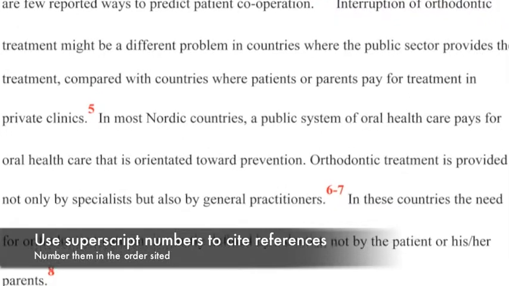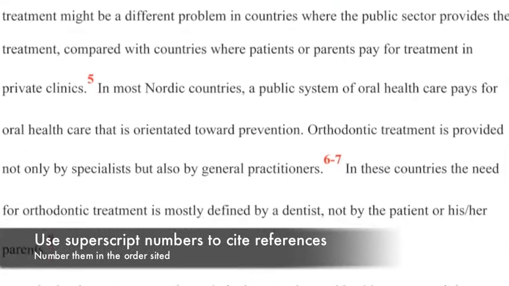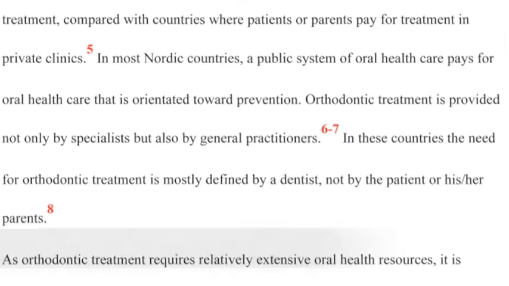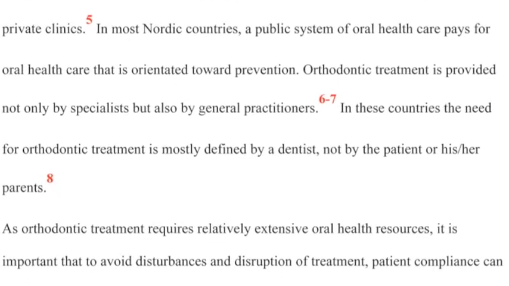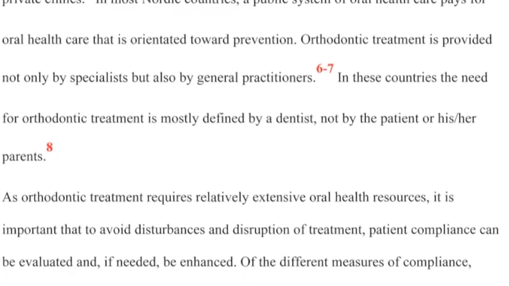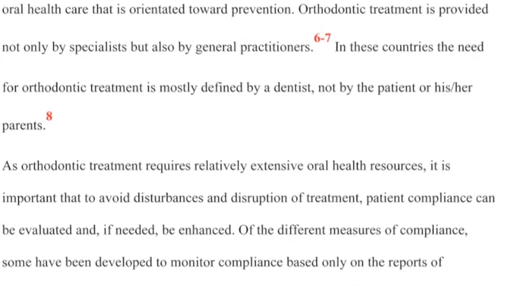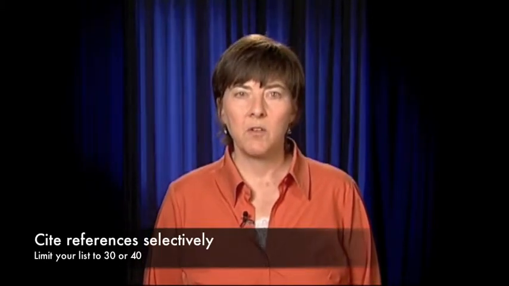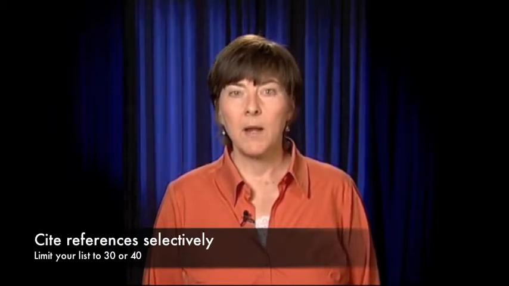Use superscript numbers in your text to cite your references, and number them in the order cited. Be selective in what you cite. Your goal is to provide the references that support your work and not an exhaustive bibliography. If your list of references includes more than 30 or 40 citations, we might ask you to explain why so many are needed. Include the full list of references after your conclusions section.